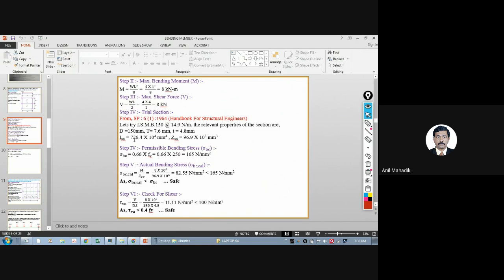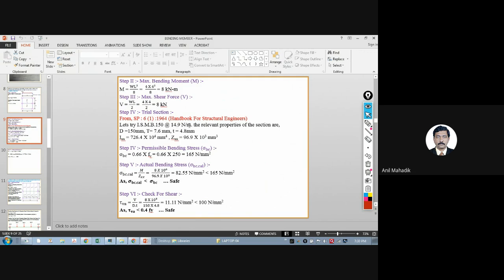Now, whenever we design any member, we have to assume certain sizes, and then we check for the stresses. If the stress is less than permissible stress, we can accept that the section is safe. If the stress is more than permissible stress, then we revise the section to the higher side. So that is the philosophy of design. So I think all of you know this. For this problem, let's assume ISMB 150. We will use this for beam design.